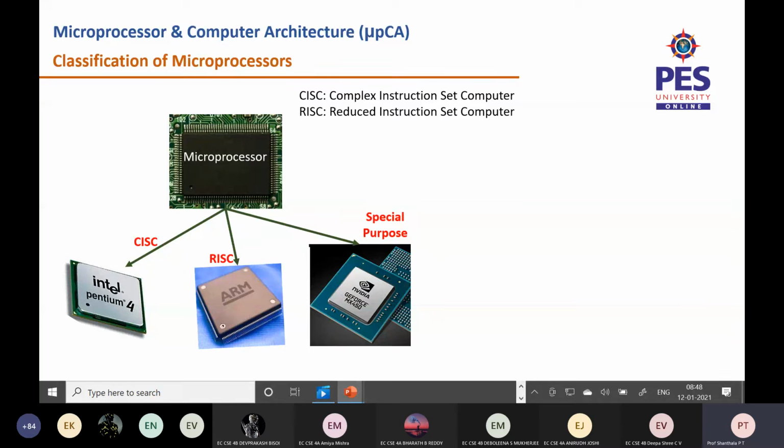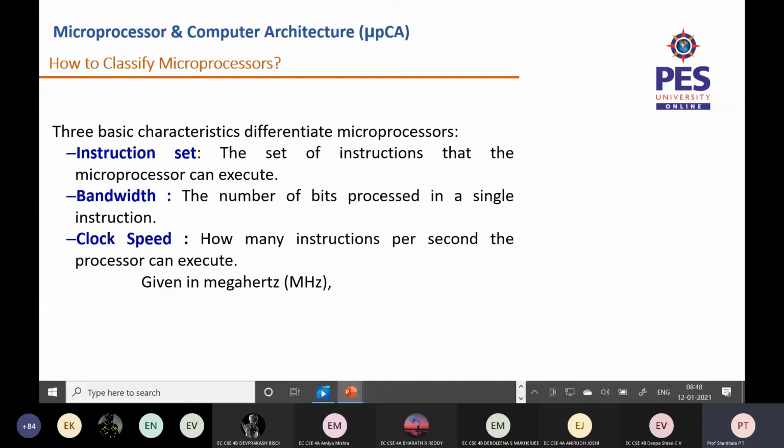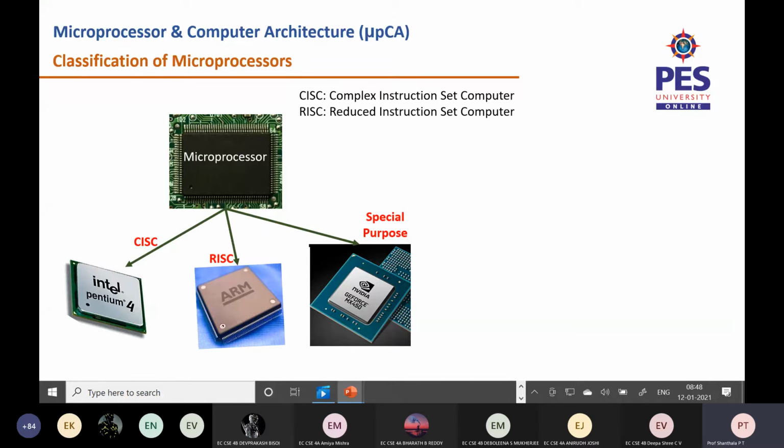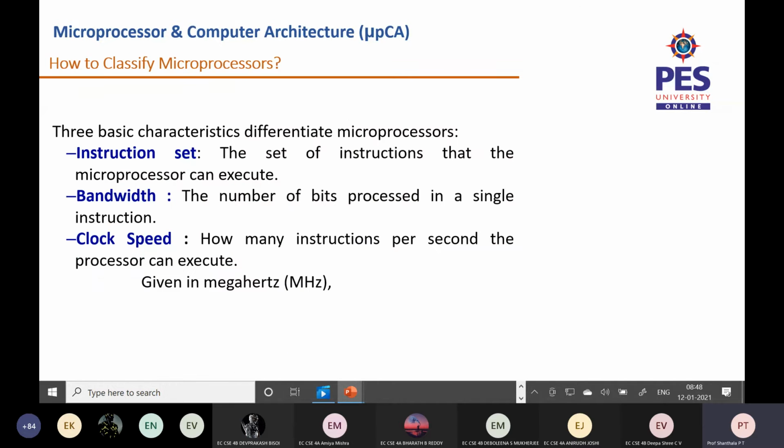Next we'll discuss what CISC and RISC are, and what the difference between CISC and RISC is. We'll discuss that in the coming slides. On what basis are the microprocessors classified? These are the three classifications. Right now we'll leave the special purpose ones and discuss CISC and RISC machines. So how do we classify the microprocessor?